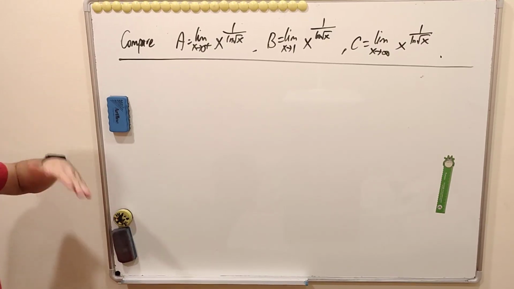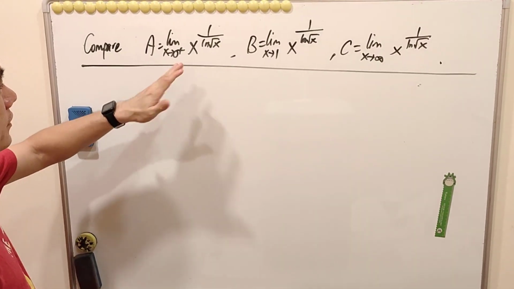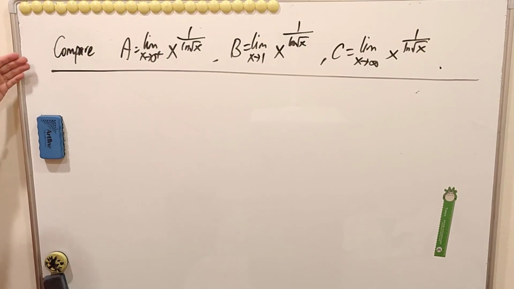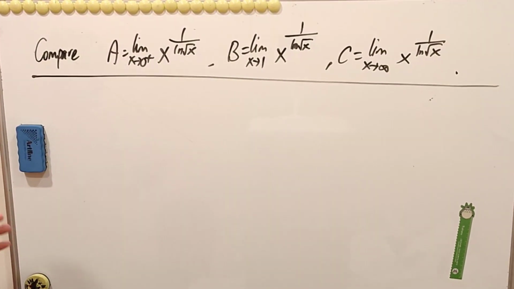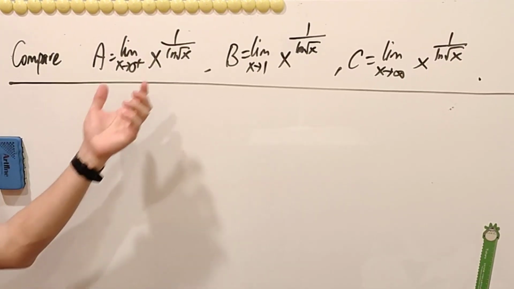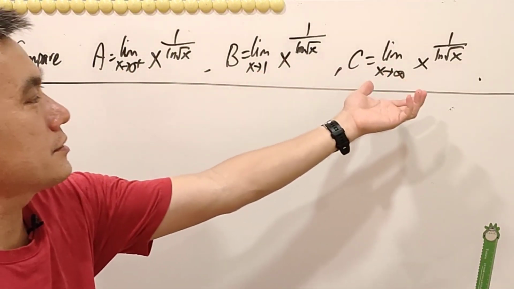For today, let's look at this question regarding limits. We are asked to compare the values of a, b, and c. Of course, we make an assumption that the limit of each of the cases exists.